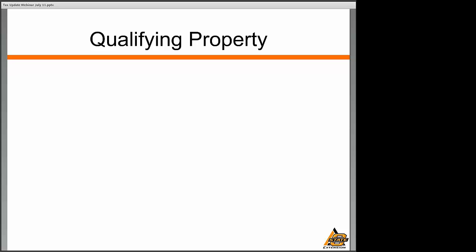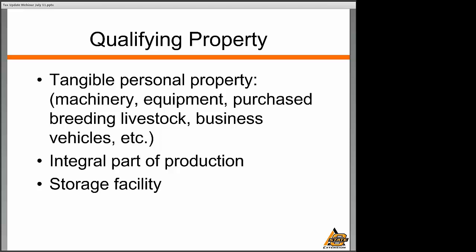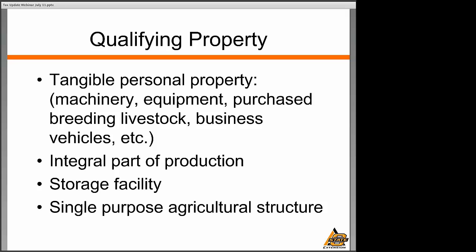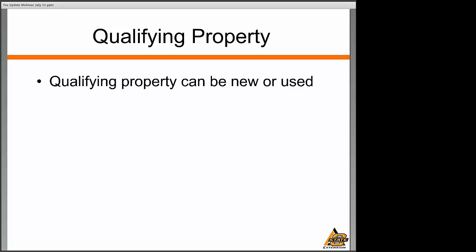Now, what is qualifying property that we're looking at here? Well, in tax terms, it's tangible personal property. In other words, you can get a hold of it and put your hands on it. In farming, we're looking at machinery, equipment, purchased breeding livestock, business vehicles, etc. It has to be an integral part of the farm business. They call it production agriculture. It can be a storage facility, a single purpose ag structure. It just cannot be a barn or a multi-purpose storage facility. Those will not be allowed.